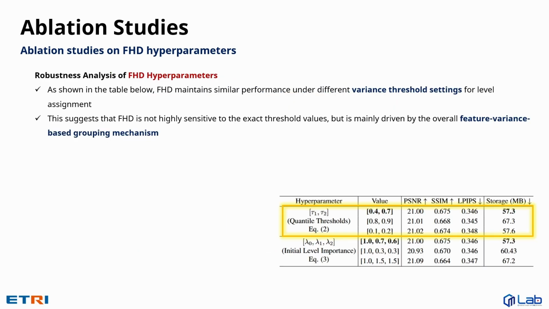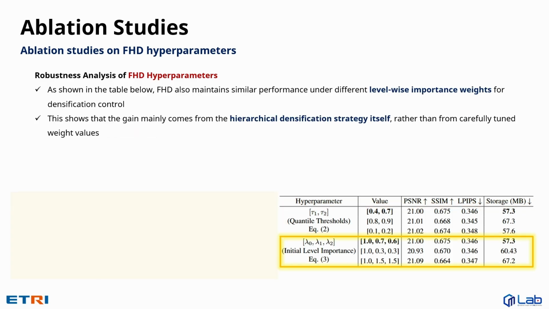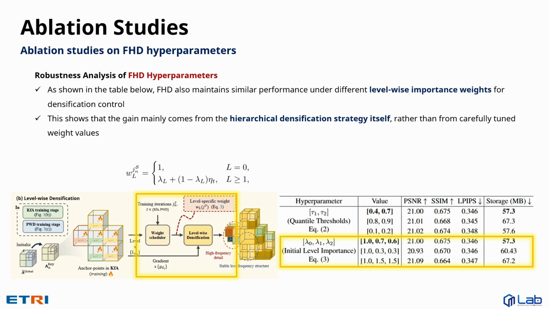As shown in the table below, FHD maintains similar performance under different variance threshold settings for level assignment. Although the threshold values change, both reconstruction quality and storage remain largely stable. This indicates that FHD is not highly sensitive to the exact threshold values. Similarly, FHD also maintains stable performance under different level-wise importance weights for densification control. Even when the weight configuration changes, the overall quality remains stable while storage stays reduced. This shows that FHD is also robust to the specific densification weight settings.